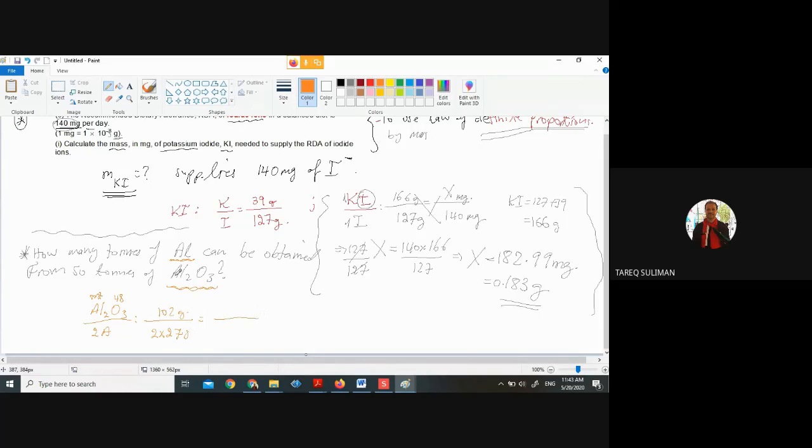If I have 50 tons, because here gram, so here we use ton. The value here will be in ton, the result, because same. Then cross multiply. Can we find x or not?